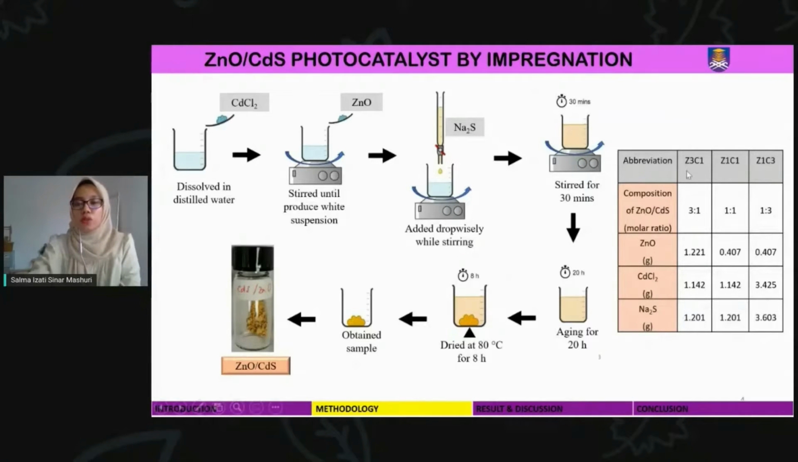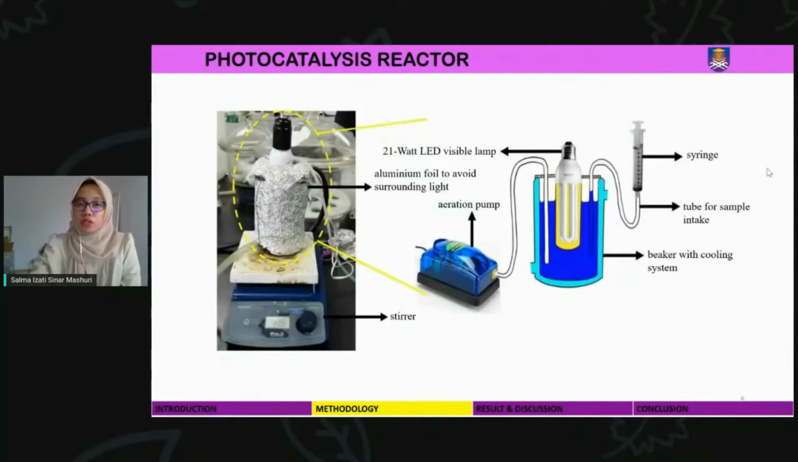Different molar ratios. So we have Z3C1, where Z stands for zinc oxide and C for cadmium sulfide. This one is rich in zinc oxide in the composite. Next is the same molar ratio between zinc oxide and cadmium sulfide. And lastly, rich in cadmium sulfide, which is Z1C3. This is the photocatalysis reactor that is equipped with a 21 watt LED visible lamp.